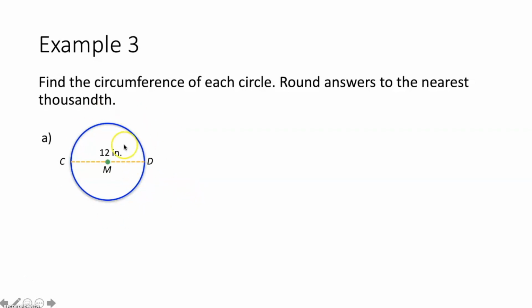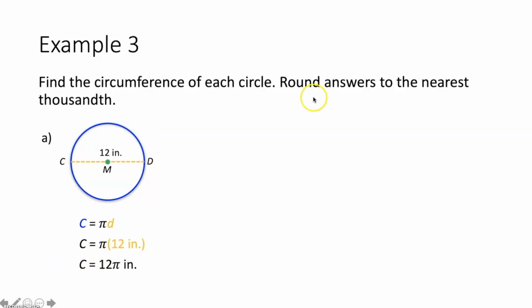Well, in this particular example, we are given the measure of the diameter of circle M. Therefore, we're going to use the circumference formula, C is equal to pi times D, where D is the measure of our diameter here, which is 12 inches. So we can plug that in here. Now, if I simplify this, I just get that the circumference of our circle here is 12 pi inches. This is the exact circumference of this circle.